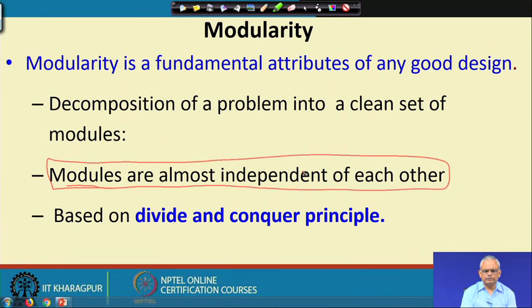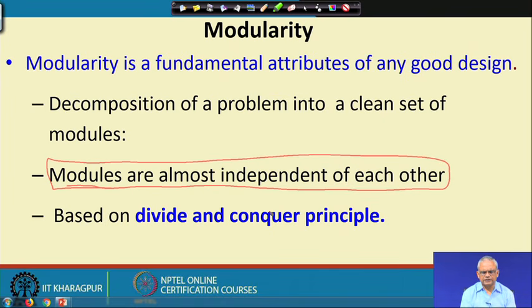In a well decomposed set of modules, the modules should be as independent as possible. It is not possible to have a completely independent set of modules where no module interacts with another, but the interactions among the modules should be kept to a minimum. To understand why it is so, we will argue that this is actually the divide and conquer principle.